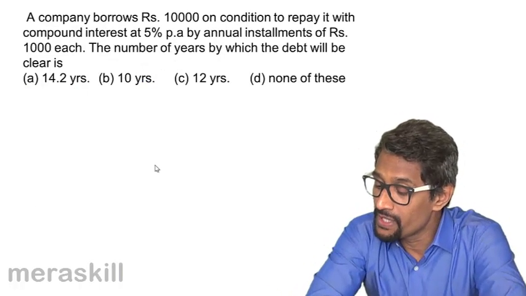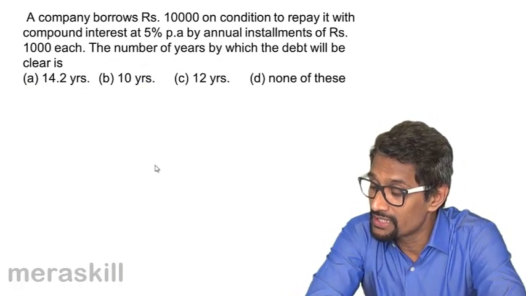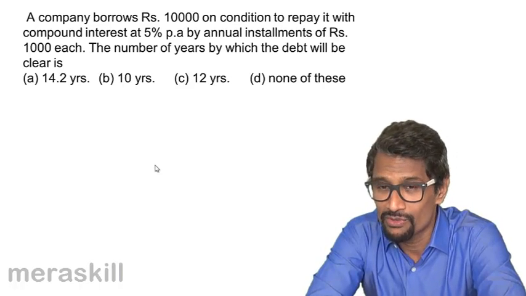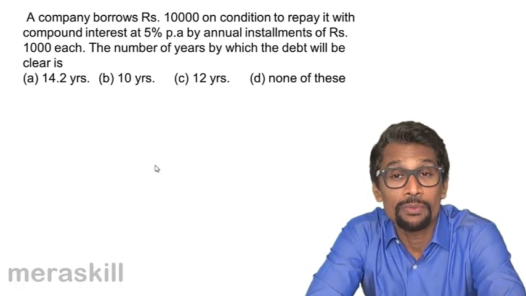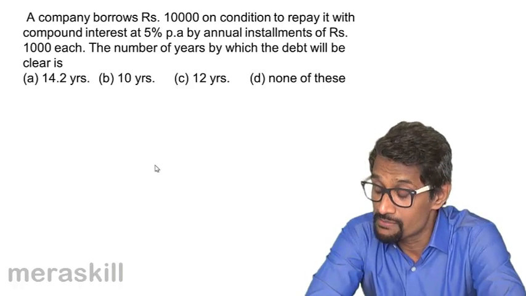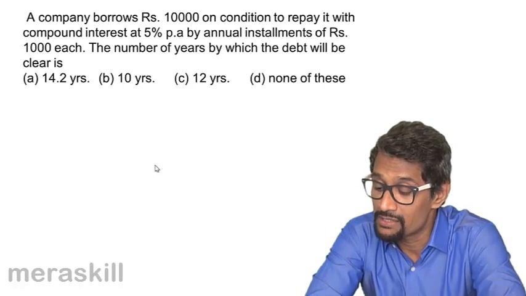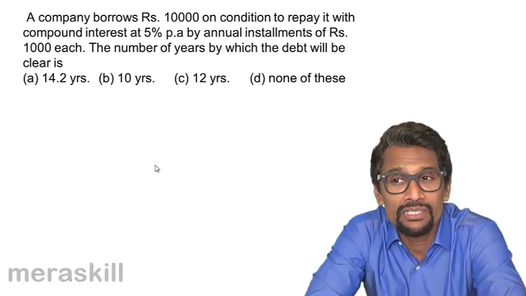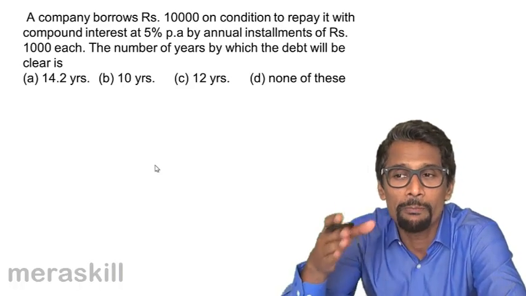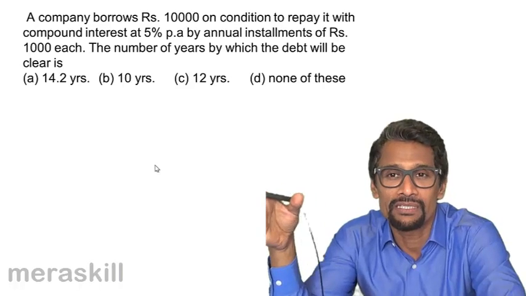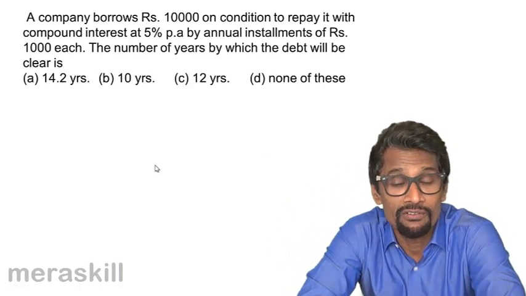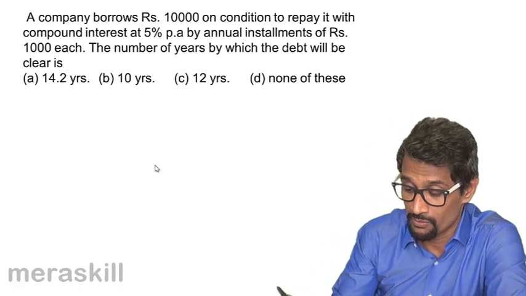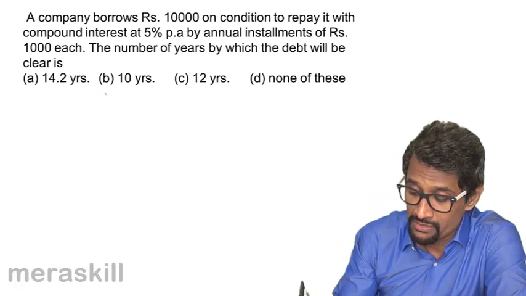So you have a company borrows rupees 10,000 on condition to repay it with compound interest at 5% per annum by annual installment of rupees 1,000 each, the number of years by which the debt will be paid clear. So it's borrowing 10,000 currently, which it's going to pay as 1,000 rupees at the end. So what formula do we use? Definitely not future value, it's going to be the present value formula. So we need to find out this.